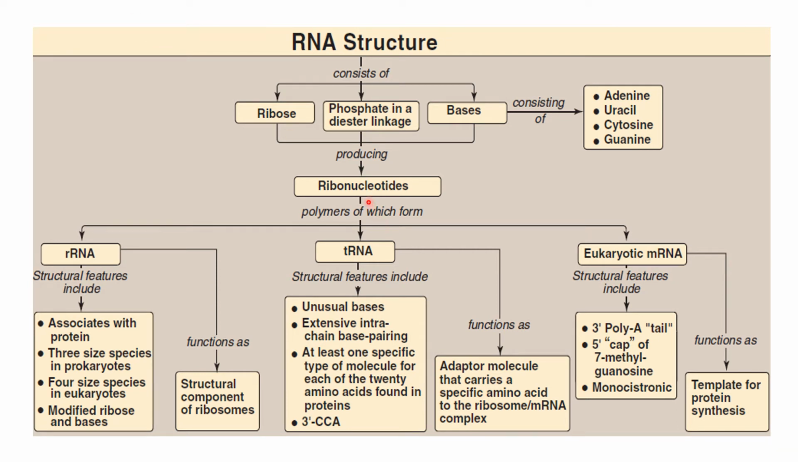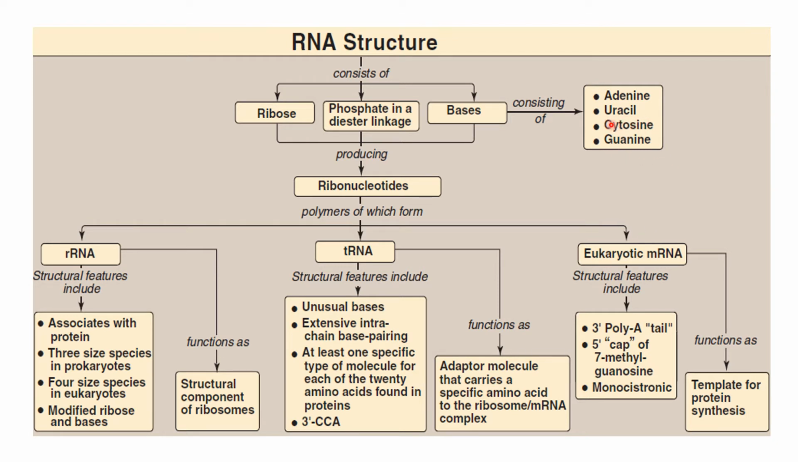Previous lecture discussed the transcriptional process for the synthesis of RNA. RNA comprises ribose, phosphates, and the nitrogenous bases. These are the basic components of the RNA. Ribose is the ribose sugar instead of the deoxyribose, phosphate which is utilized for the diester linkage, and the four types of nitrogenous bases: adenine, uracil, cytosine, and guanine.